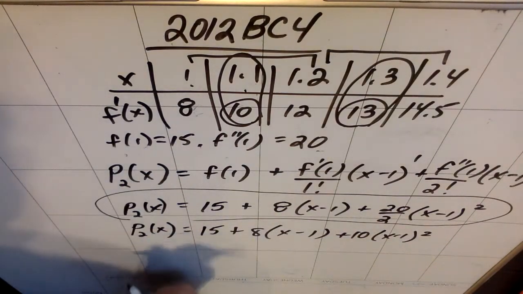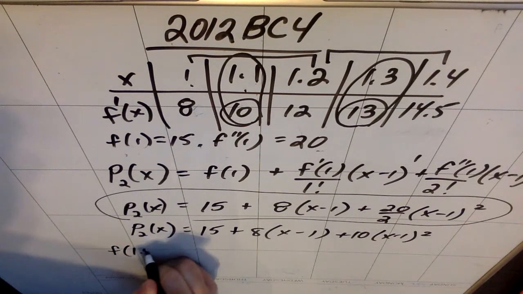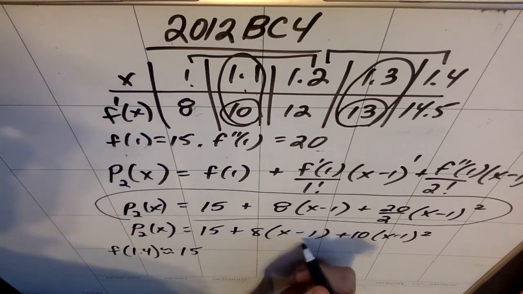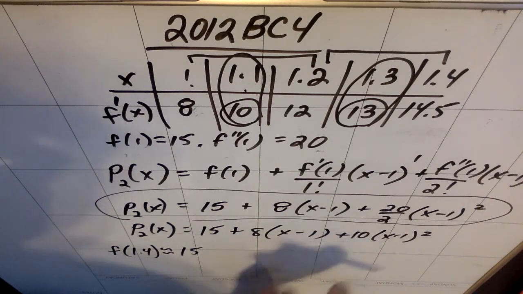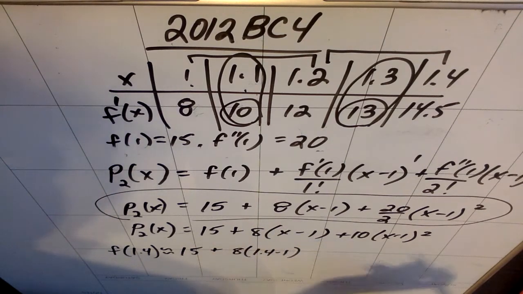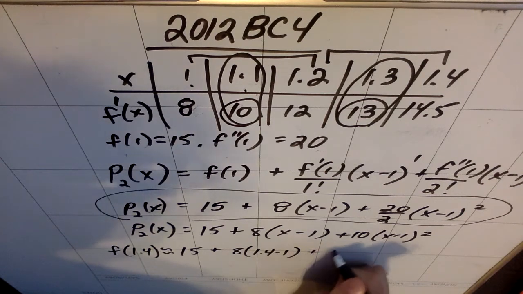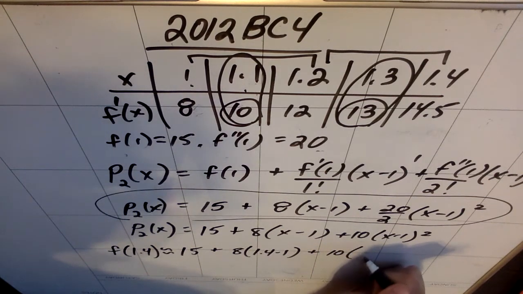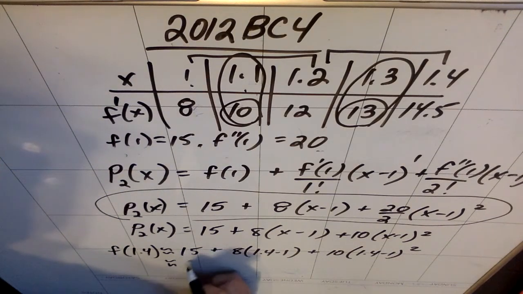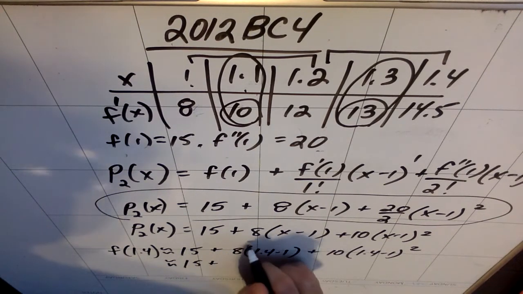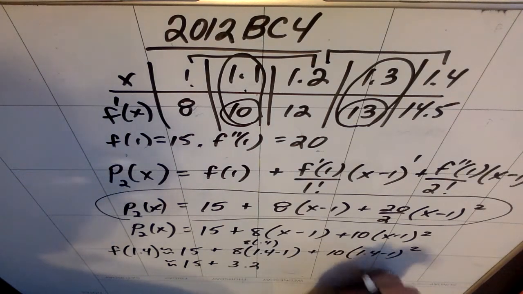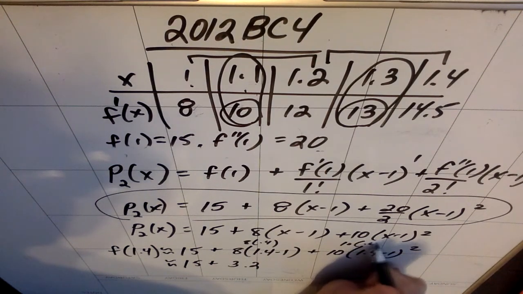And then you were asked to use it to approximate f of 1.4. So the other reason you don't want to distribute is it's a heck of a lot easier to plug the 1.4 in and subtract 1. So this is going to be an 8 times the 1.4 minus 1, which is just going to be an 8 times a 0.4, plus a 10, oh, that was nice that they made it a 10 at least, times a 1.4 minus a 1 quantity squared. So I get that this is approximately a 15, plus we've seen this before, this 8 times this 0.4 is a 3.2. And then this is a 10 times a 0.4 quantity squared.